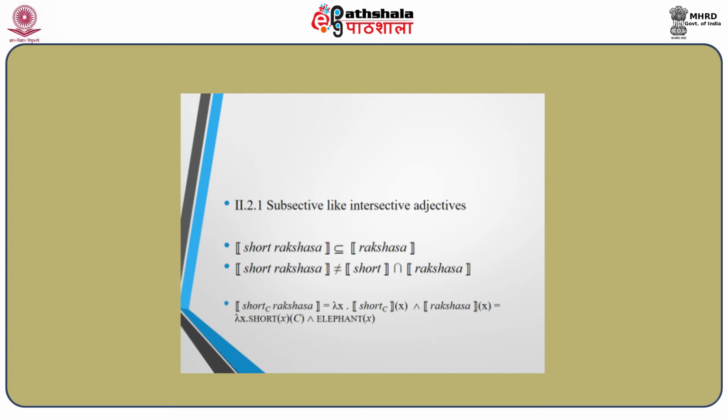So what counts as short depends on the context or comparison class. When short is combined with Rakshasa, the comparison is restricted to only other Rakshasas. In intersective modification, on the other hand, the comparison is with any relevant set, not just Rakshasas, as in the sentence, Shurpanakha is a dead Rakshasa. In set theoretic terms, we can represent this as a short Rakshasa is a subset of the set of Rakshasas, and so on. We can be tempted to conclude that these are actually subsective adjectives and not intersective, just like some semanticists.